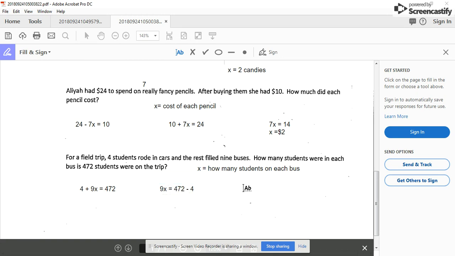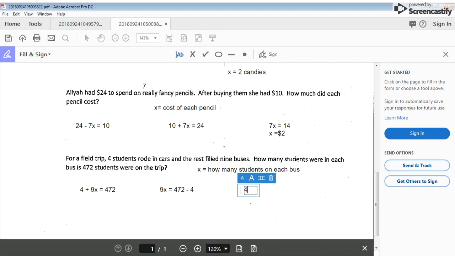This equation could work. 472 minus 9x equals 4, because these are not like terms. All right, so let's just solve that really quick. Let's get rid of that one because that one's not good. Let's solve this one. Let's see, 472 minusing 4 from both sides, 9x equals 468. And then the video is about to stop, but go ahead and solve that. We get 468 divided by 9. And we get 52. So 52 students is our answer.